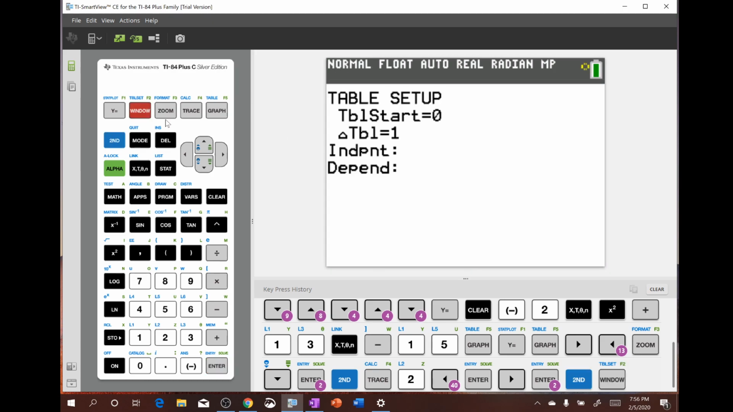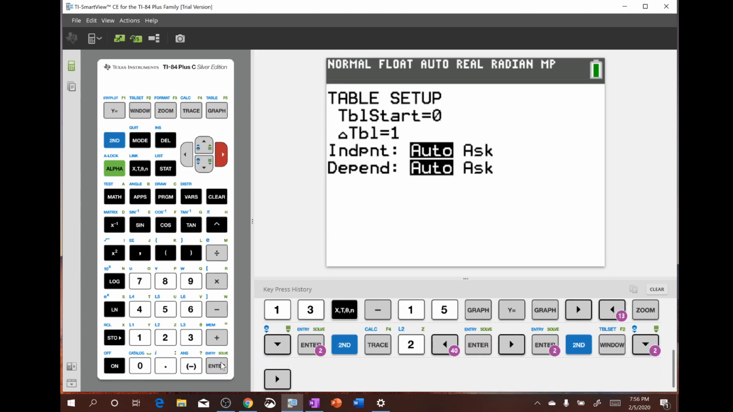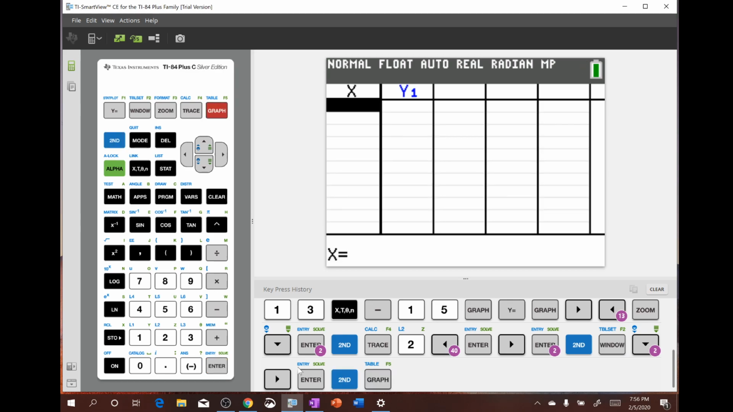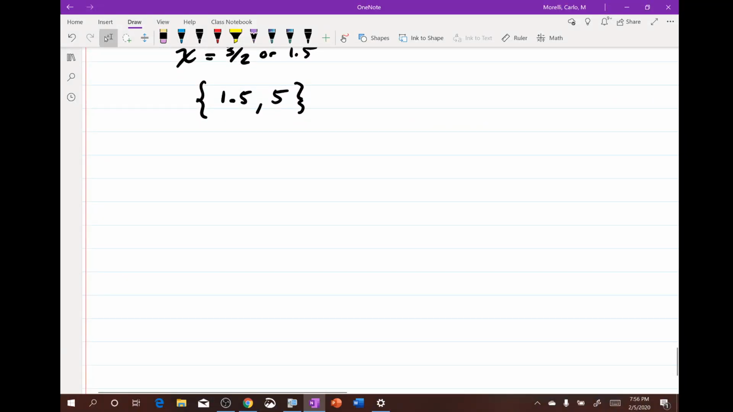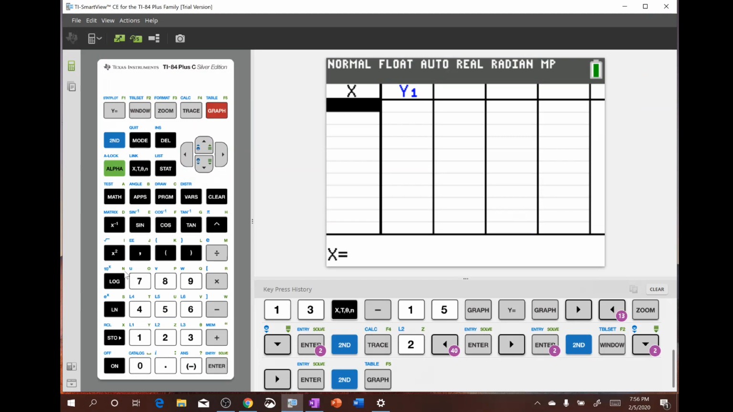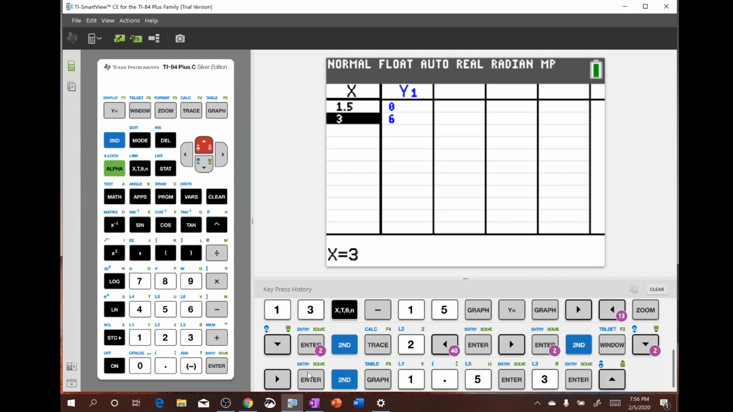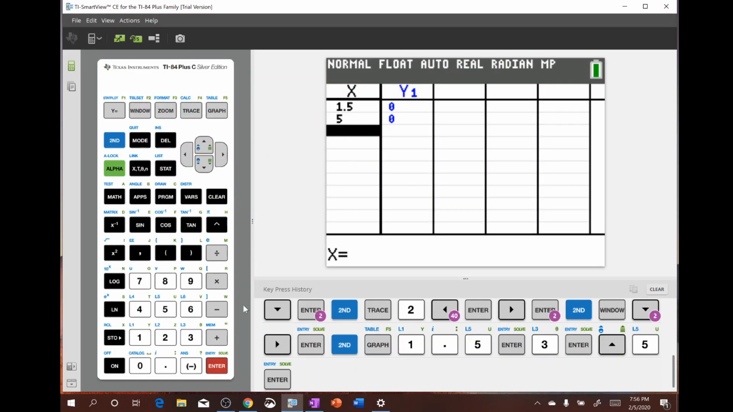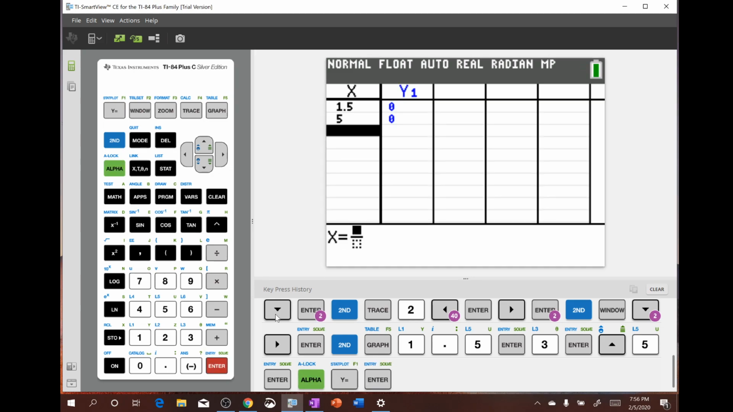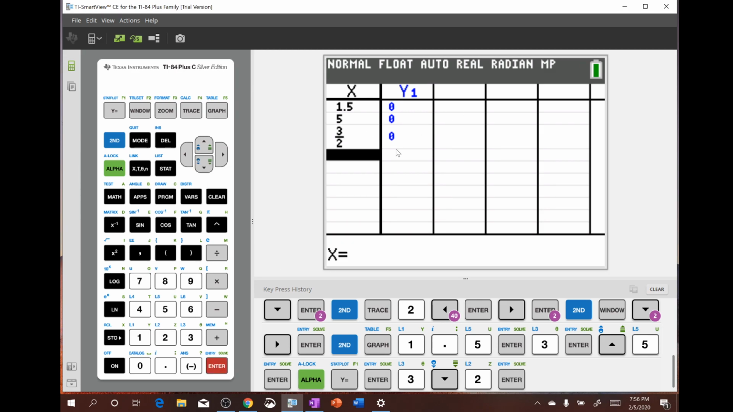But you could also hit second window, change independent from auto to ask, then go to second graph and just test your answers. So when you put your answers in, they should give you a y value of 0. So 1.5, let's just type it in and hit enter. 1.5, enter. Gives us 0. What was the other one? 3? Oh, no, it couldn't have been 3. What was it? 5. Sorry about that. 5. Enter. Okay, it gives 0. And you could also stick fractions in here. So you could put in a fraction of 3 over 2. That was how 1.5 looked, and it would still give you 0, okay?